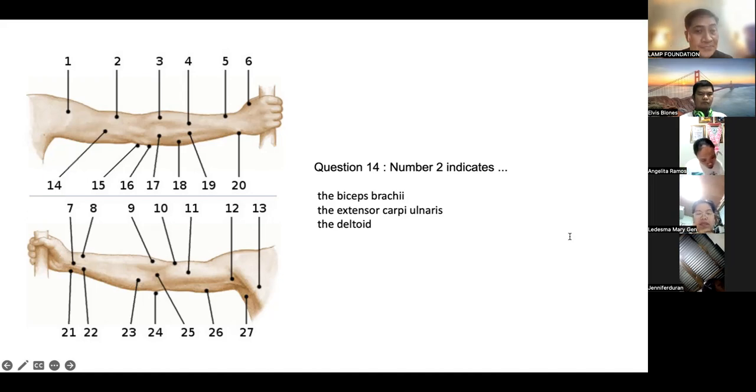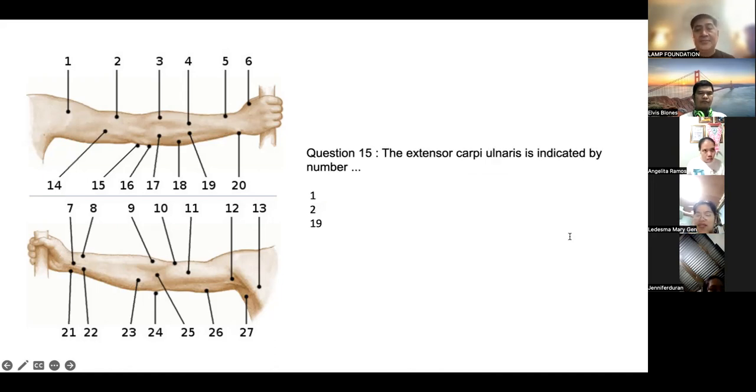Number 2 indicates? Deltoid. Hindi. Yan yung piniflex-flex palagi ng mga nag-gym. Biceps brachii. Okay, biceps. Number 15. Extensor carpi ulnaris. I think number 19, sir. Very good.